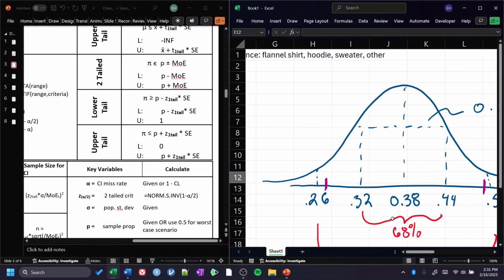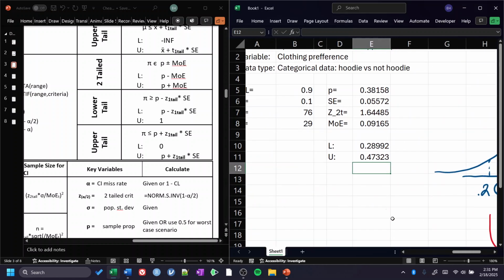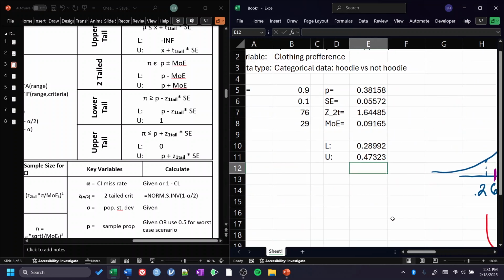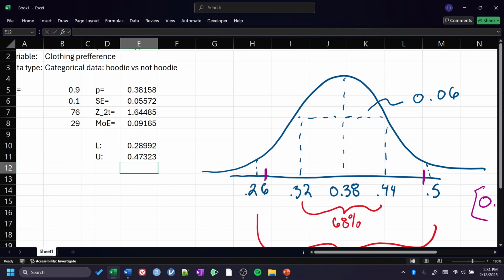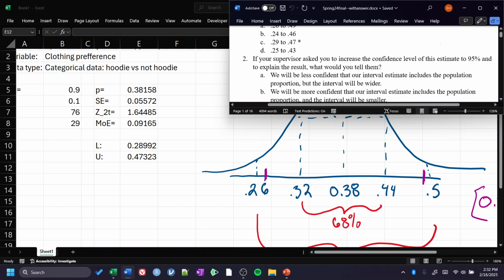And so my guess was 27 to 49, and that wasn't exactly right, but it was in the ballpark. And the correct answer is 29 to 47, which lines up with, let me blow this up all the way, this guy, 29 to 47. So that's how we do a confidence interval. And this is a problem on the spring final, spring of 2024. Let's look at another one.